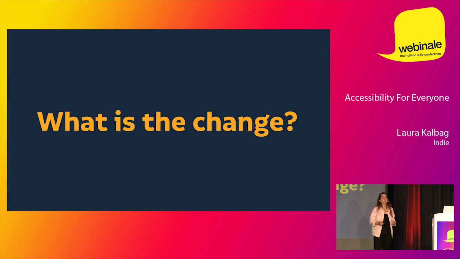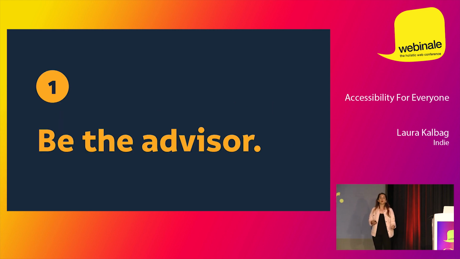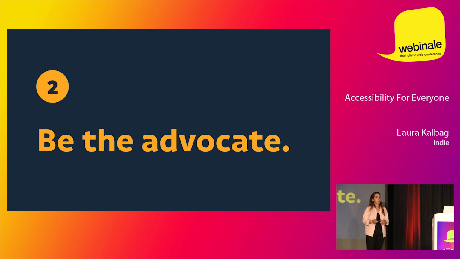So how can we be that change? Be the advisor. Do the research on inclusive and ethical technology. Make recommendations to other people. Make it harder for them to make excuses. Learn about how to make your discipline more inclusive and accessible. Be the advocate. Marginalised folks shouldn't have to risk themselves to make the change. Advocate for other people. Advocate for the underrepresented.